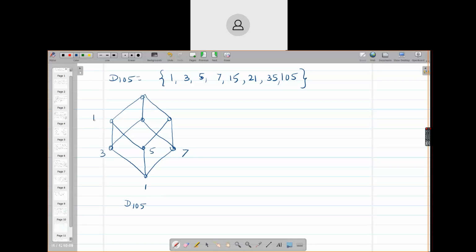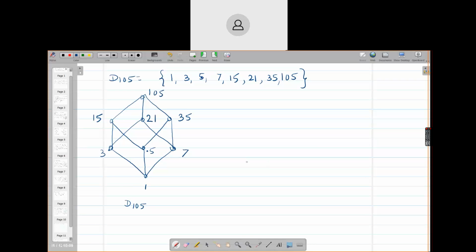15. So it is very simple. The LCM of 3 and 5 is 15, because they are co-prime to each other, so their GCD is 1. Their LCM is 15. 3 and 7 both are covered by 21. 5 and 7 by 35. And at the top is 105. Did everyone understand this? Yes. Very good.